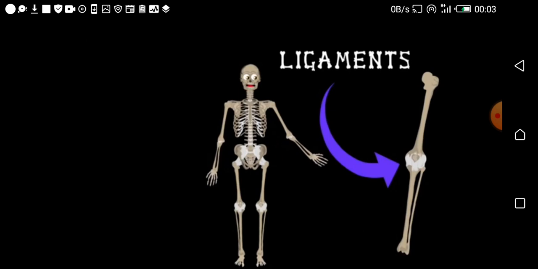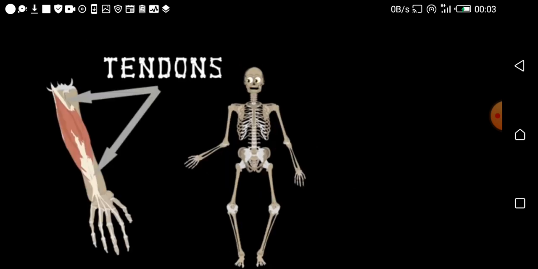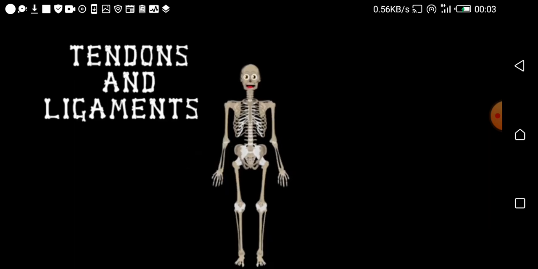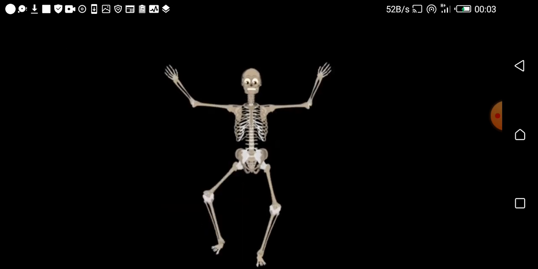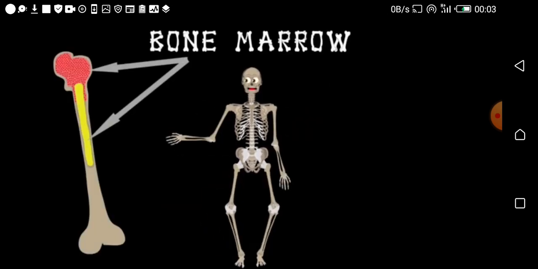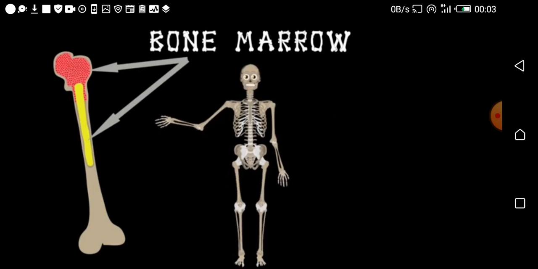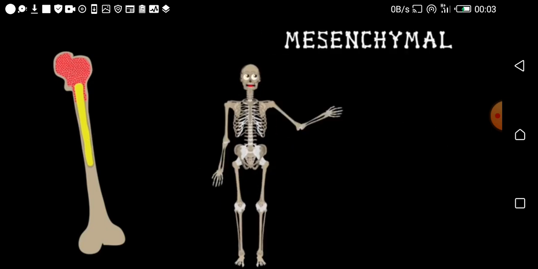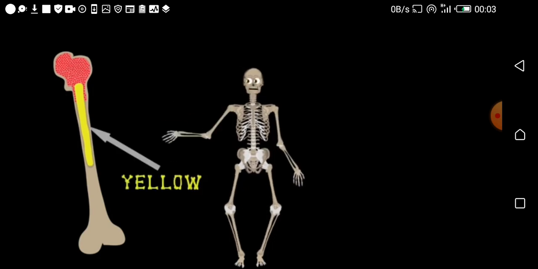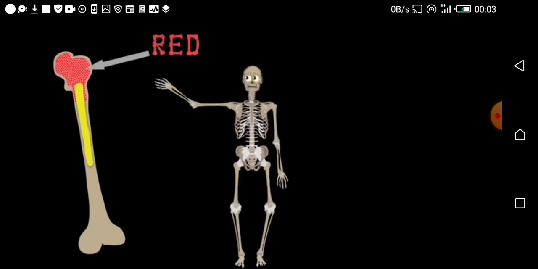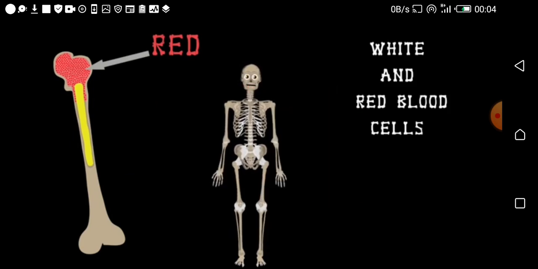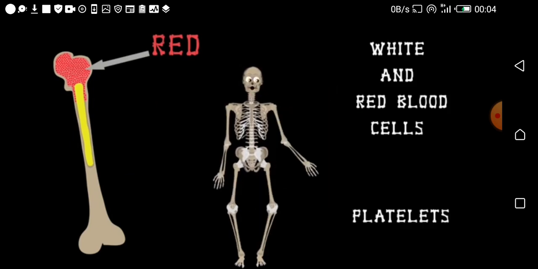Ligaments hold the ends of your bones together. This is true when muscles attach a bone with tendons, connective tissue. Tendons and ligaments connect bones on either side of a joint, holding bones together tightly. Bone marrow is a soft and spongy tissue found inside some bones. Bone marrow stroma stem cells are mesenchymal. Mesenchymal stem cells are two colors, yellow and red. The yellow color produces fat, bone, and cartilage. The red color produces white and red blood cells. It also makes platelets that cause clotting to stop bleeding.